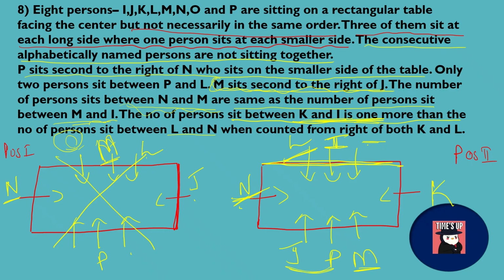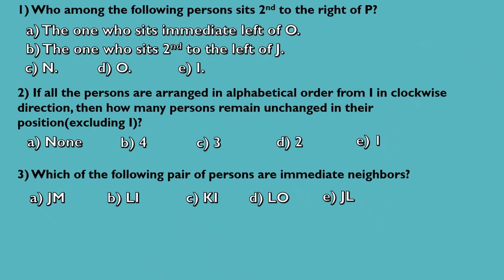Now what person is left? I, J, K, L, O is left. So O will come here. So this is your correct one. The second one is the correct possibility. Related to this, three questions are there that we will solve now. These are your three questions according to that arrangement.